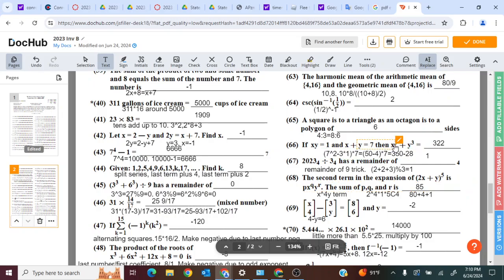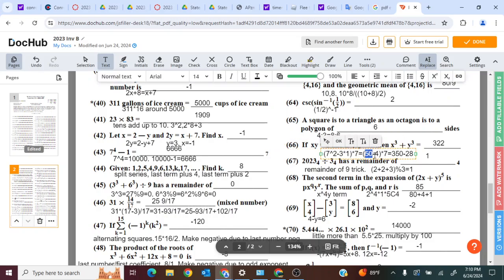Okay, this is your x cubed plus y cubed, your weird trick that appears once per test. You square this value right here. You subtract 3 times this value, so 49 minus 3 is 46. Then you multiply it by that value again. Instead of multiplying 46 by 7, it's easier to do 50 minus 4 times 7, 350 minus 28, which is 322.